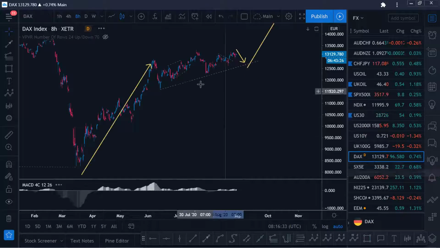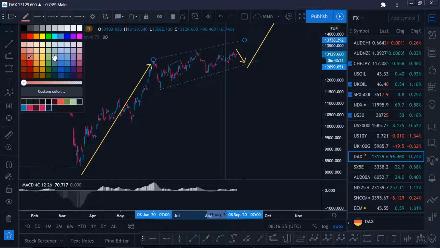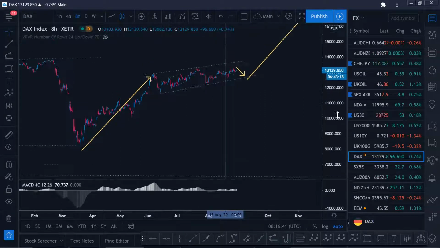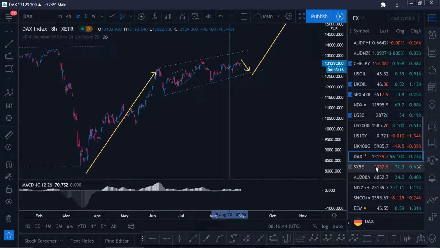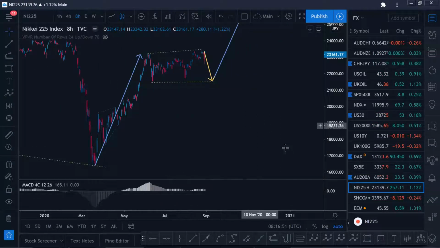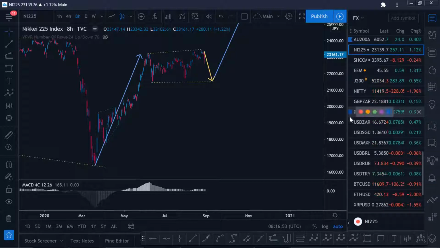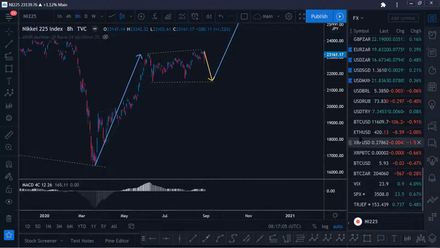And DAX, also looking for this correction to complete itself as a kind of running flat and/or triangle before getting long, very similar to the S&P. Aussie, same story, and Nikkei, same story really. And obviously the US dollar ZAR, Euro ZAR trades, or the EM trades, are really good looking trades. I'm going to keep them on the list because there's some really good long opportunities. Bitcoin long, Ethereum long, XRP long as we speak are great looking trades in my view.